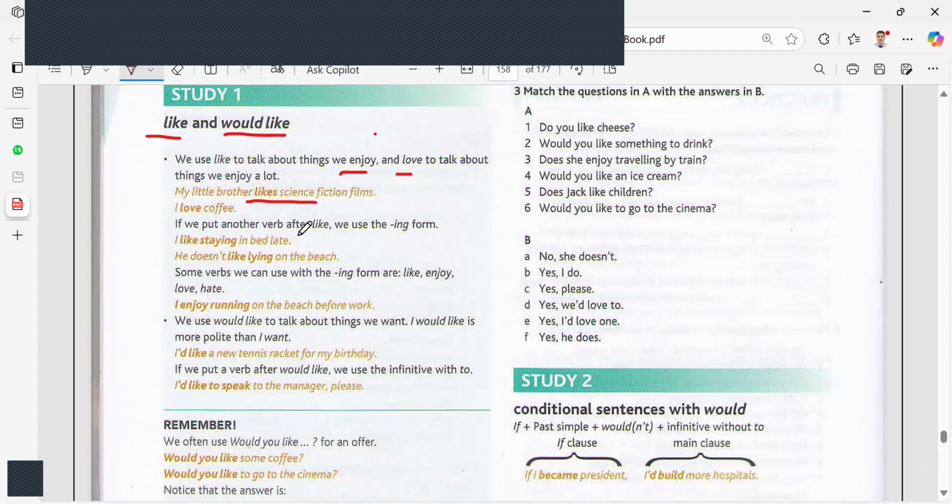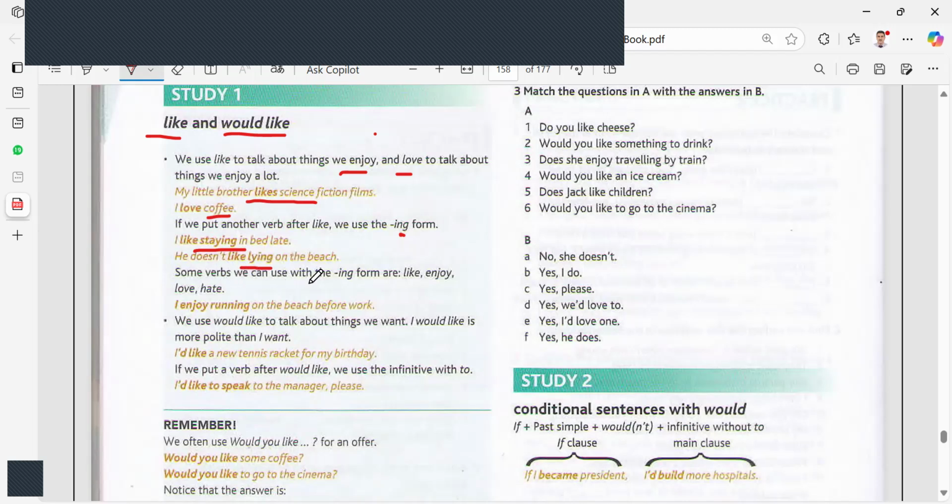If we put another verb after like, we use ing. So after like, you must write verb plus ing. I like staying in bed late. So I like staying. Why ing here? Because it's a verb. But if it is a noun like science, like coffee, no need to write ing. Okay, Jude? He doesn't like lying on the couch or on the beach. Here, lie is a verb, so ing.